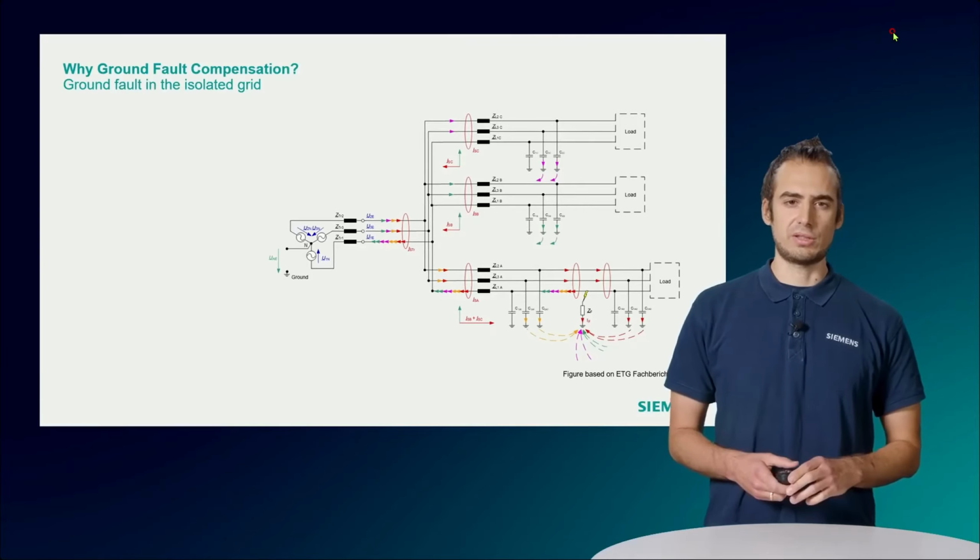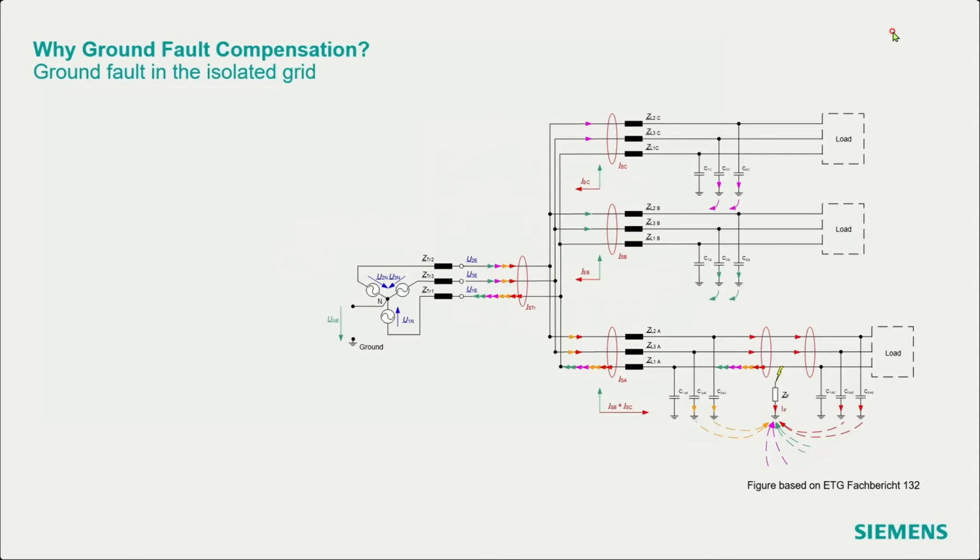To see a bit the advantage of the compensated grid, let's take a short look at an example. So first here we have an example for an isolated grid. We can see the neutral point of the transformer has no connection to the ground. So it's isolated. Then we have here 3 feeders, and we can see the line to ground capacities of the grid. And we also have on the feeder below, we have a one-phase to ground fault. And what now happens in the isolated grid is that we get a current circuit over all the line to ground capacities which are in parallel and then back over the fault location.